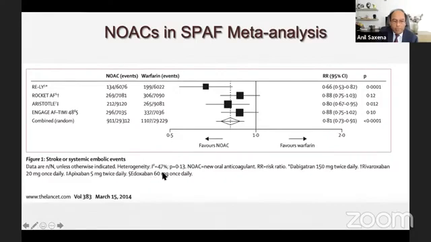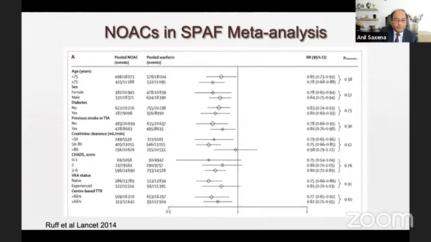They were not very similar because they differed in their age groups or in the CHADS score. For example, the ROCKET AF had much higher average CHADS score as compared to the RE-LY trial. So they differed in a substantial manner. And this I square indicates how heterogeneous the data was.